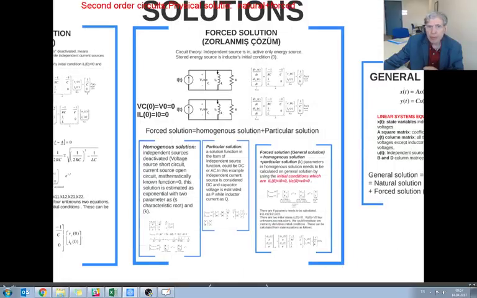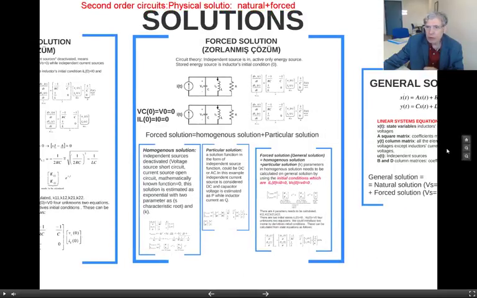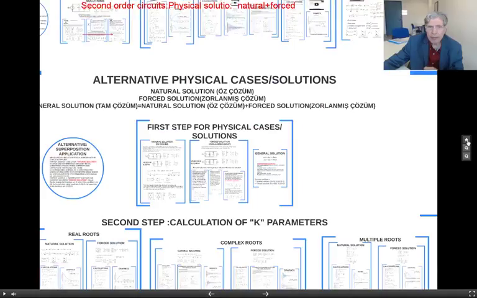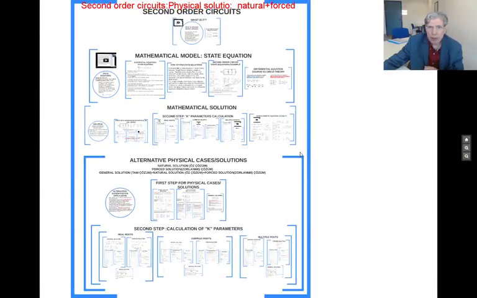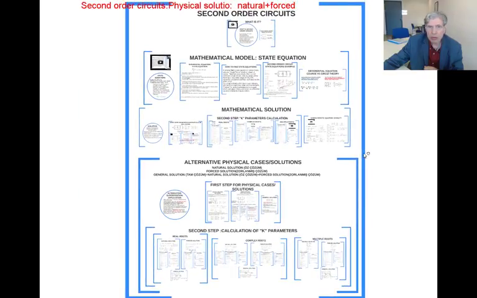Now, let's see what we've been doing. We are dealing with second order circuits. What we've done first is find the mathematical model to this second order circuit.